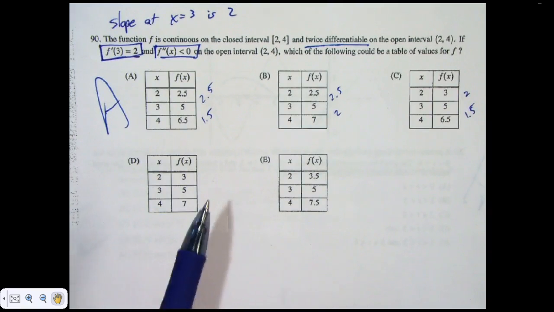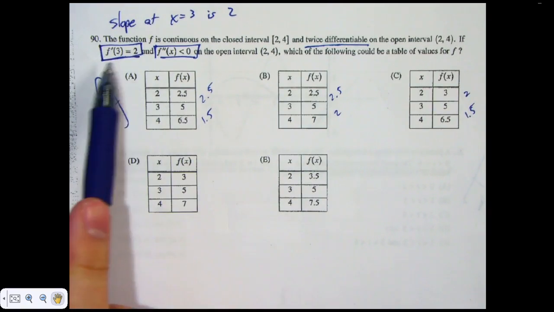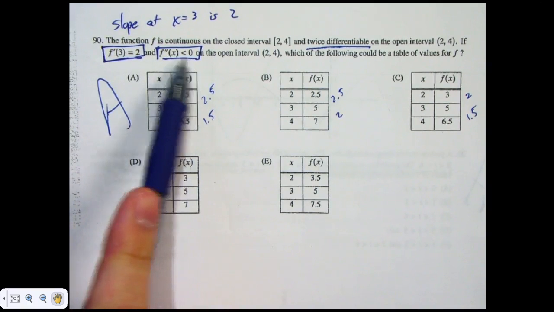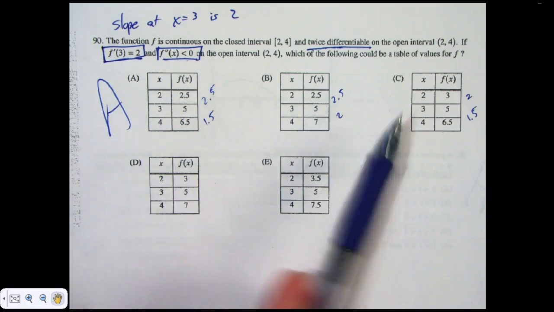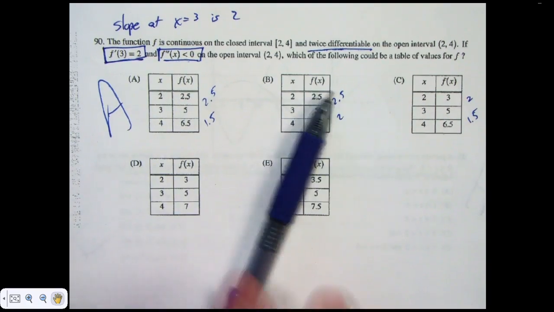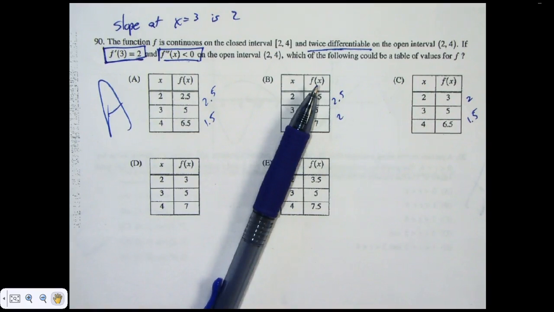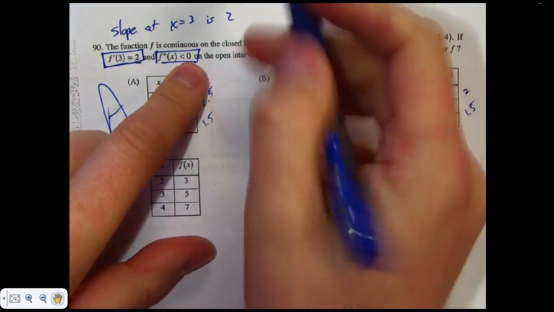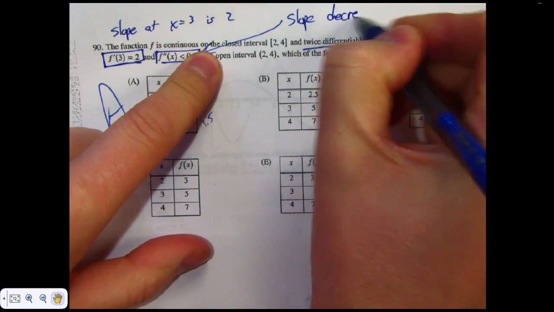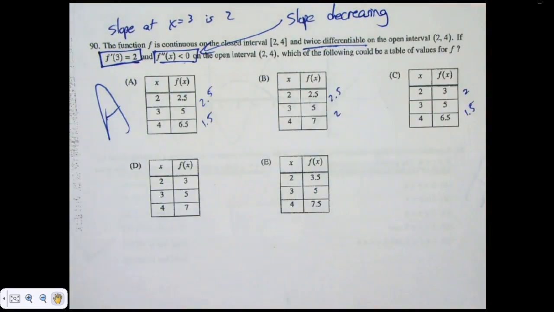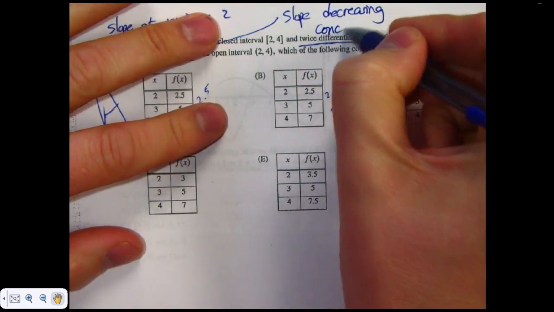So we got two things going on. The slope at 3 has to be 2, and the original is concave down. Well, if the original is concave down, what is happening to the slopes? Decreasing. Concave down means your slope as you go is getting less and less. So this here means your slope is decreasing, which is the same thing as concave down. It means both of them.